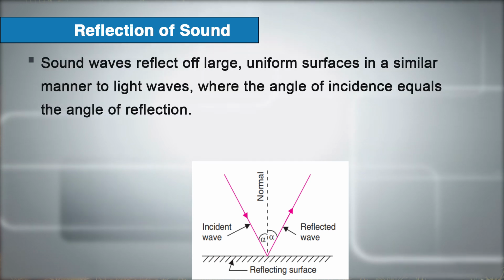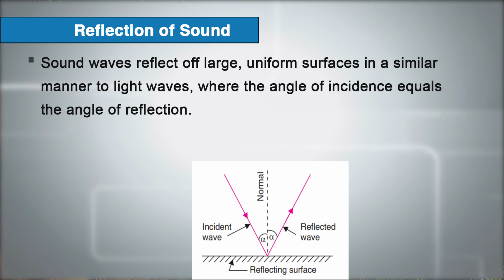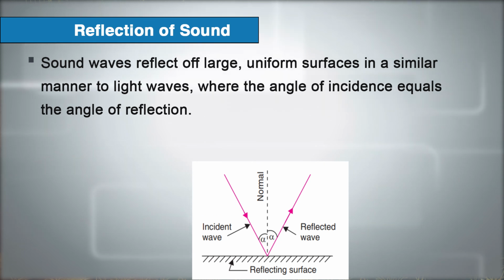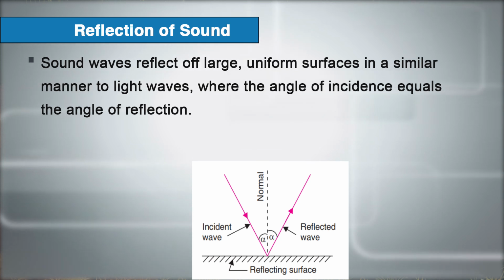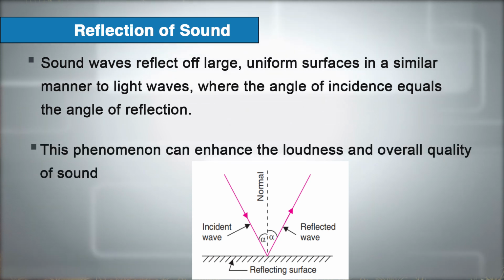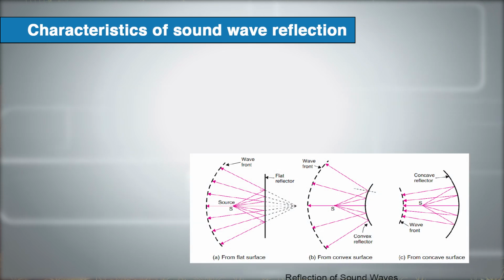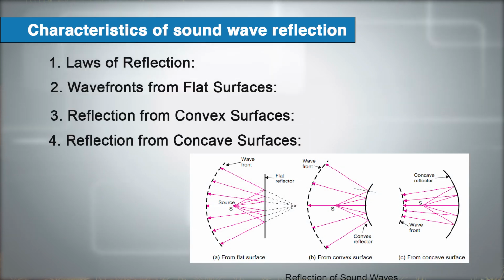Sound waves reflect off large uniform surfaces in a similar manner to light waves, where the angle of incidence equals the angle of reflection. This phenomenon can enhance the loudness and overall quality of sound. Key characteristics of sound wave reflection include: firstly, the laws of reflection. Sound waves generally follow the same reflection laws as light waves, although there are exceptions. Caution is needed when applying these laws.